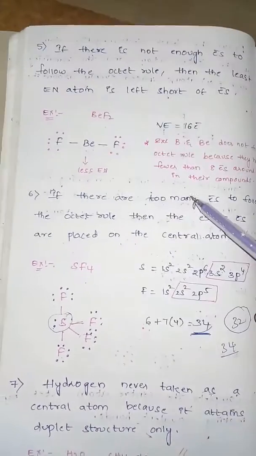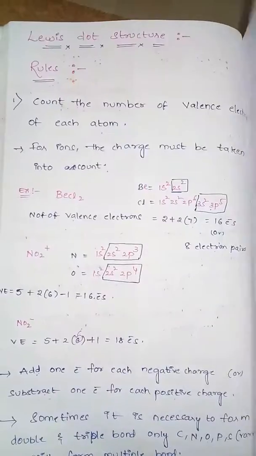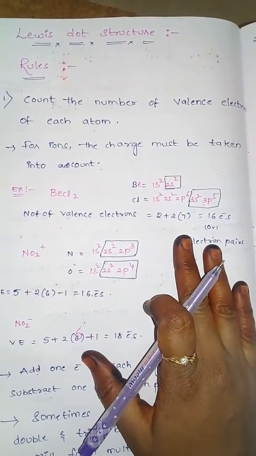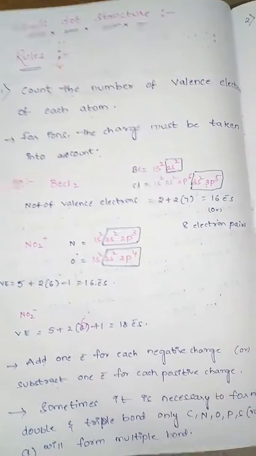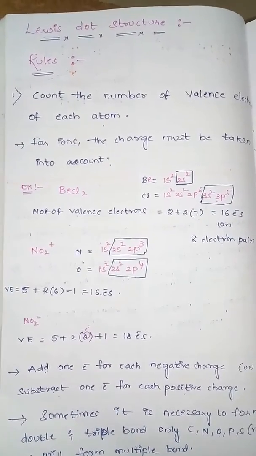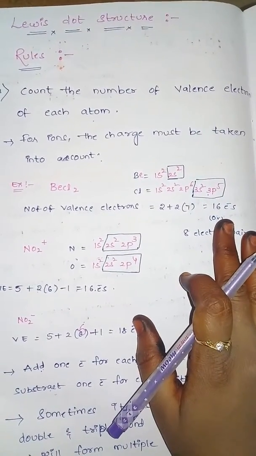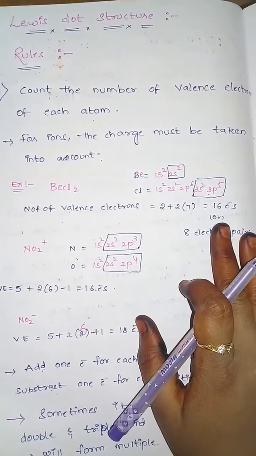Based on these rules, we can draw the Lewis dot structure. This is the explanation of the Lewis dot structure and its rules. By using these rules, we must write the Lewis dot structures. I hope you understand.